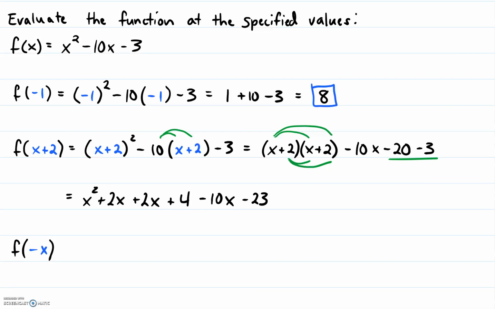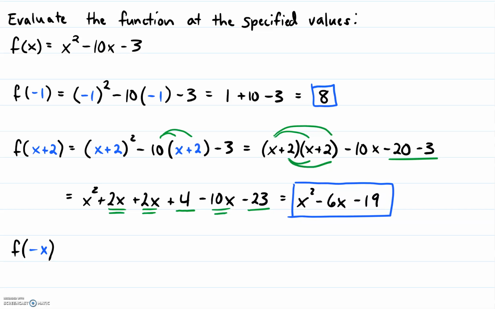And so now we have a few terms that we can combine that are like terms again. We have a 4 and a negative 23, and we have a few terms that contain an x. So we can combine those terms in our next step. Our final answer is going to be x squared. We have 2x plus 2x, that's going to be 4x. Minus 10x is going to give us minus 6x. And then 4 minus 23 will give us negative 19. And so x squared minus 6x minus 19 is going to be our final answer, or our most simplified form of the answer.